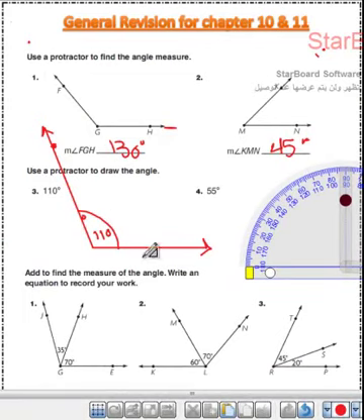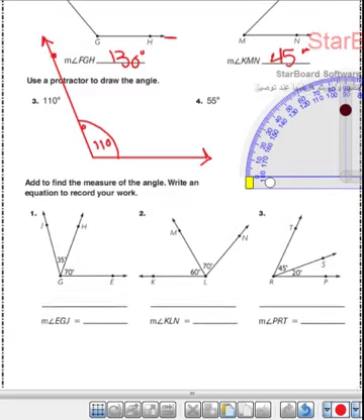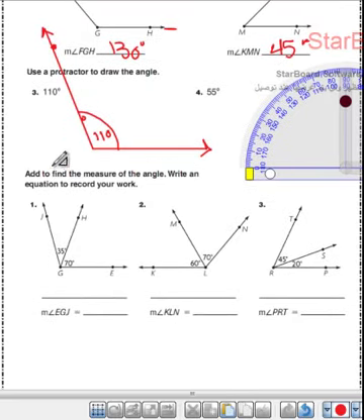55 degrees. Question 1 down. Add to find the measure of the angle. He wants you to add to find the measure of the angle. Here he wants the measure of angle EGJ. To find the measure, you should add the first one plus the second one. Write an equation to record your work.